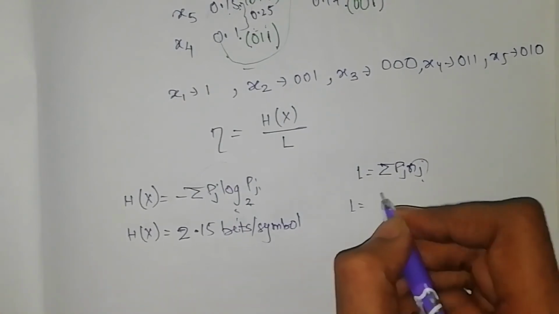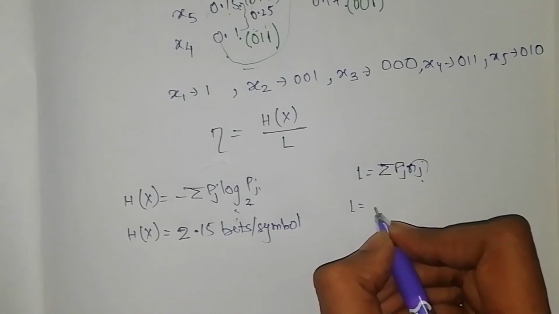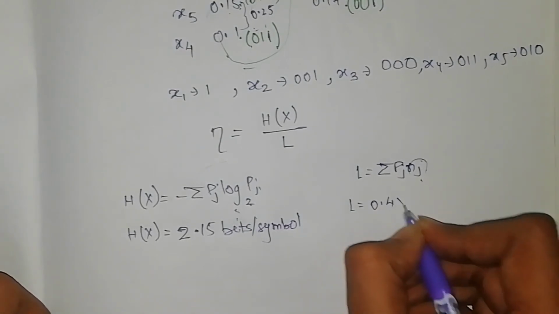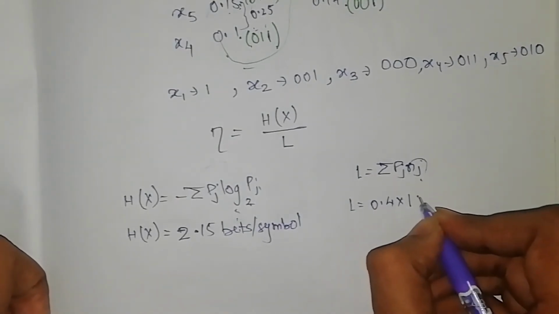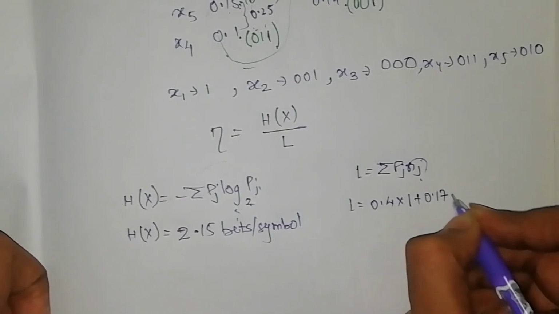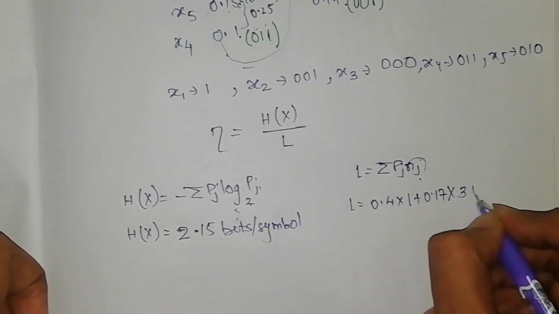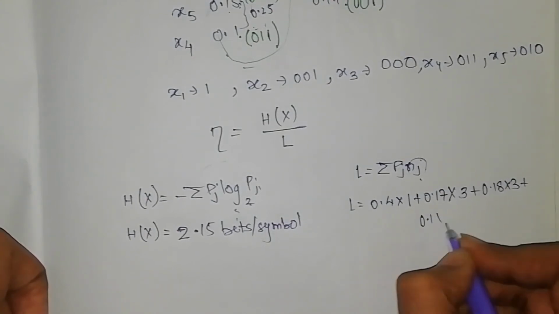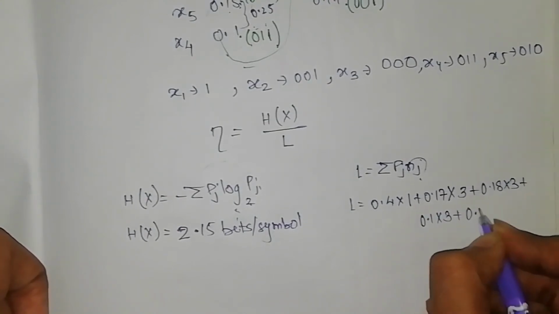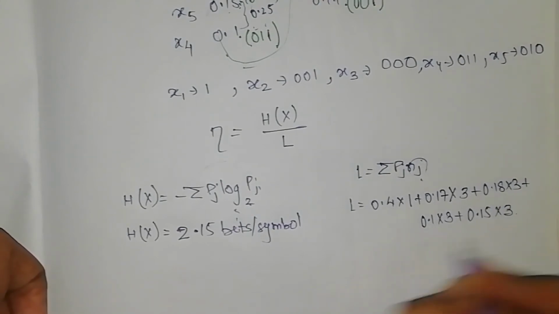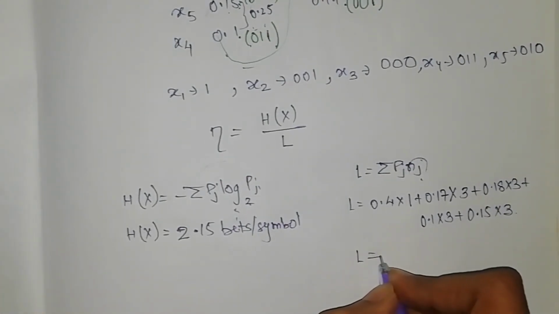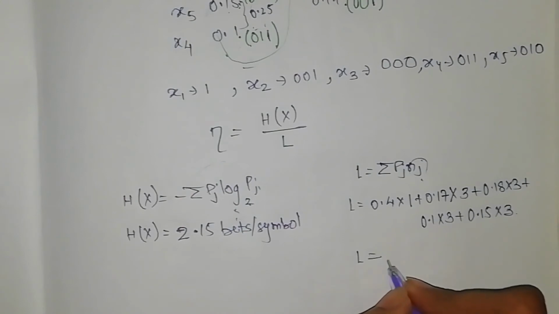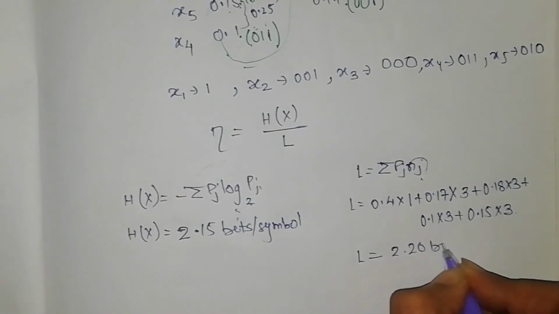But here the varying factor is the size of the code word, that is the n, so the length will be different from the previous case, so this will be 0.4 into 1 plus 0.17 into 3 plus 0.18 into 3 plus 0.1 into 3 plus 0.15 into 3. So this will come up to be 2.20 bits.